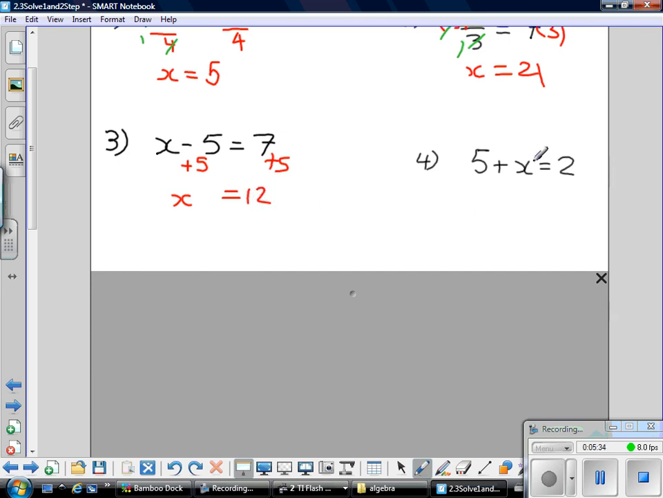Over to question number 4. 5 plus x equals 2. How do I get rid of that 5? Well, it's a positive 5, so I'm going to subtract 5 on both sides. When I subtract 5 from both sides, I end up with 0 plus x, so I end up with x equals negative 3.